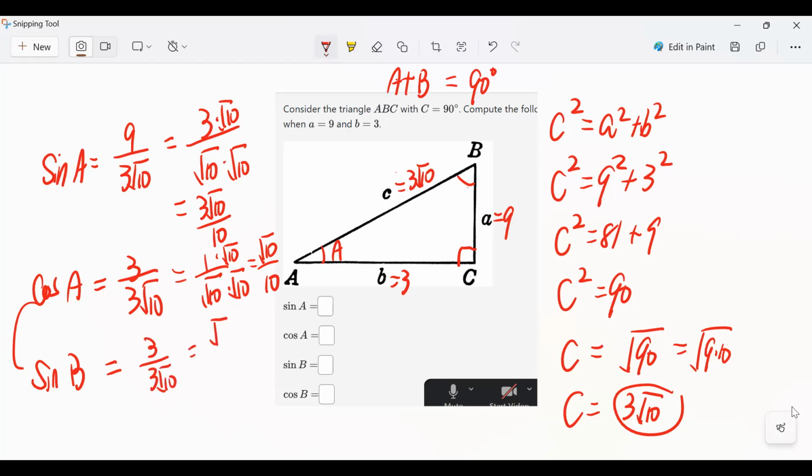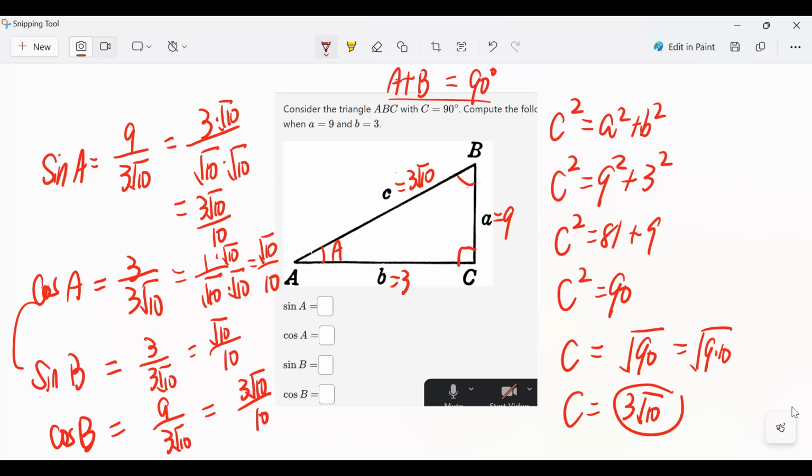So it becomes radical 10 over 10. And then cosine B equal to sine A, right? Again, they are complementary angles, so the cofunction identities apply here. So if you do cosine B directly, it is 9 over 3 radical 10, and that gives us 3 radical 10.